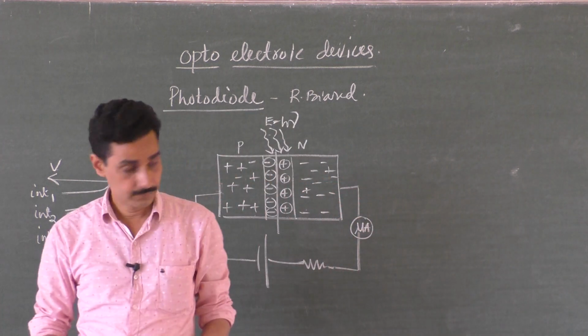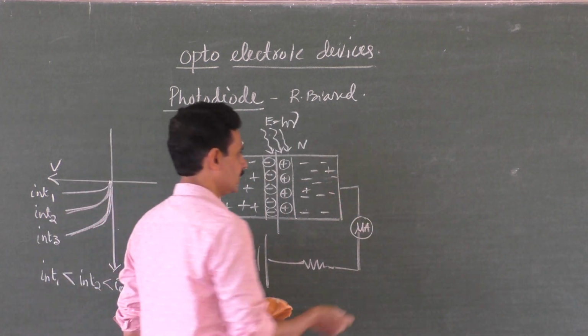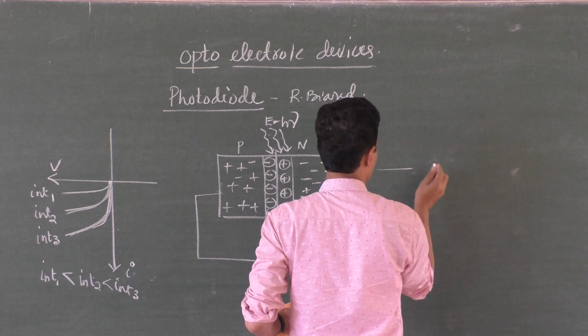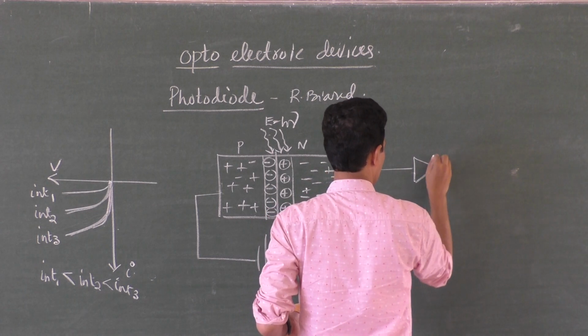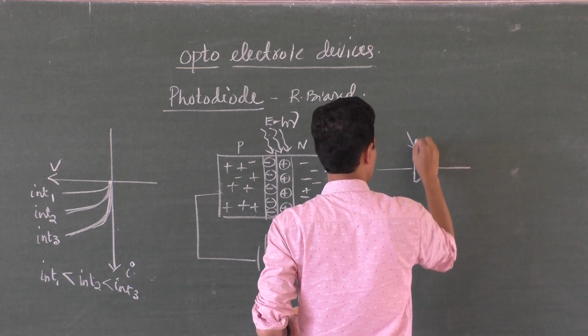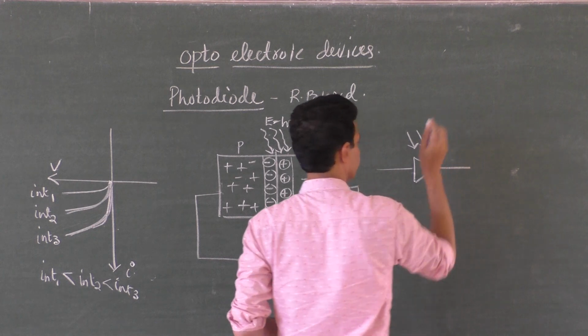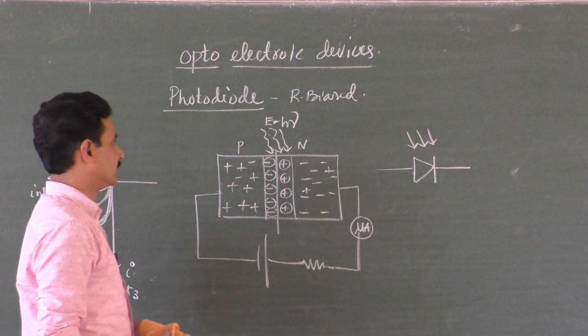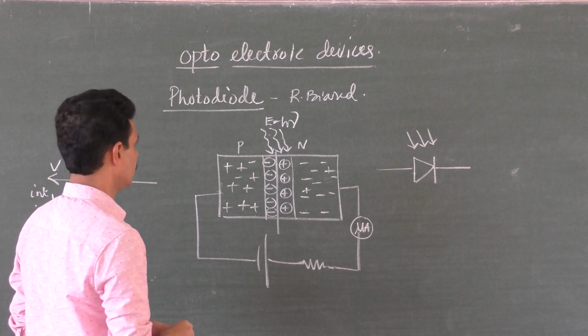Okay, and the symbol of the photodiode will be like this: a diode symbol with light falling on it like this. Right, that is a photodiode.